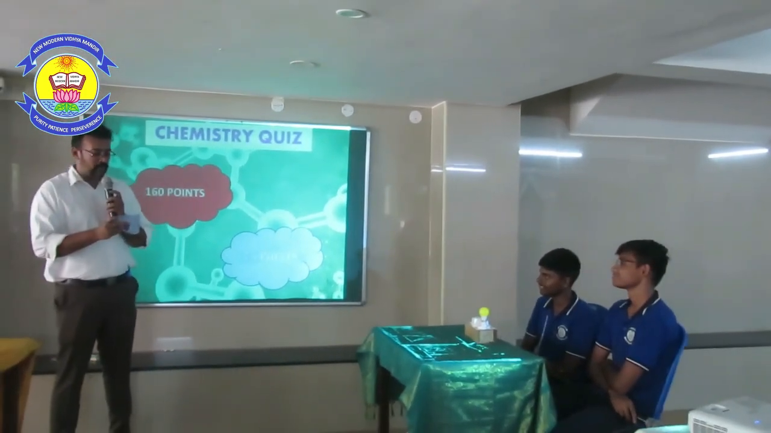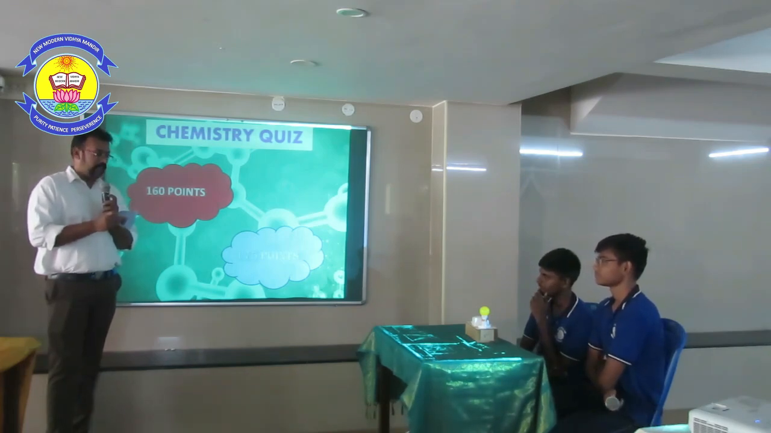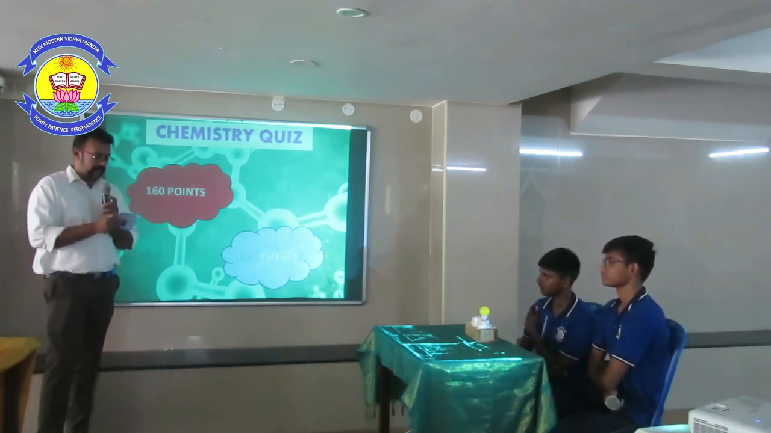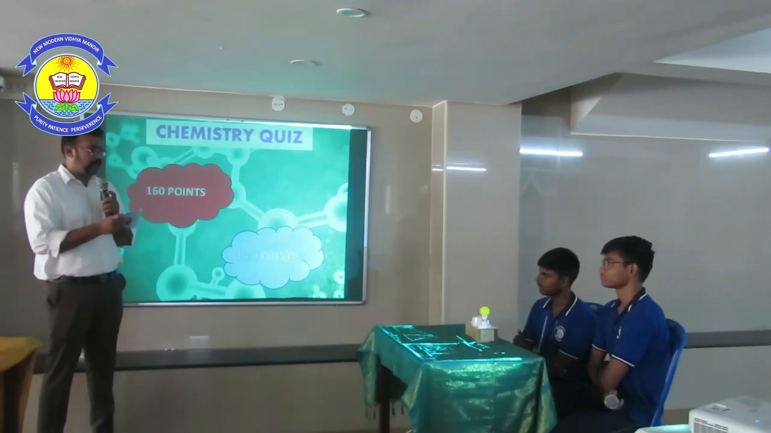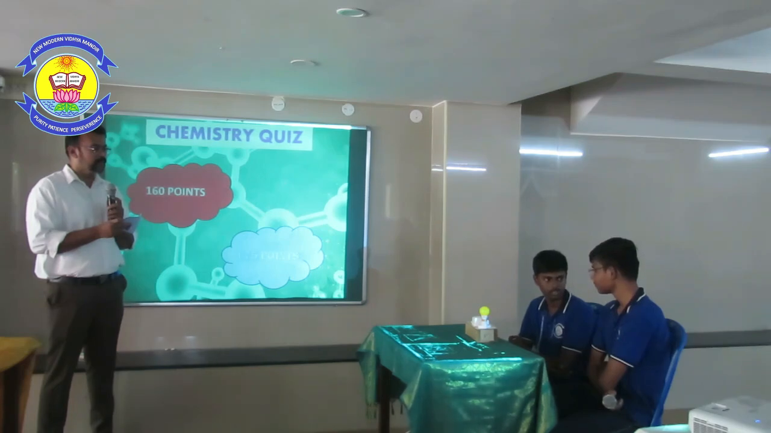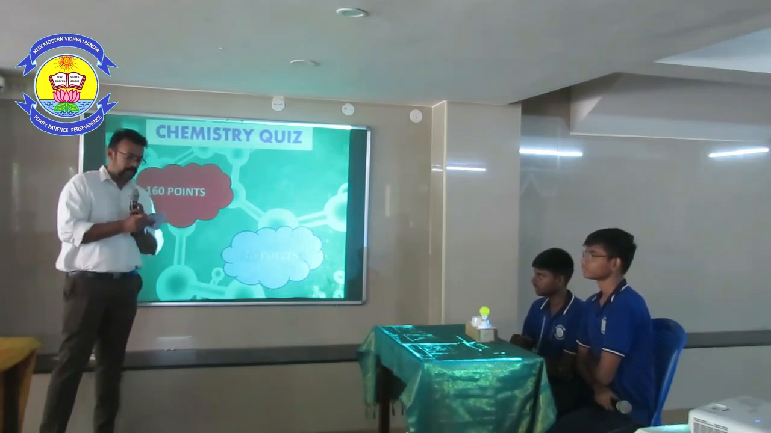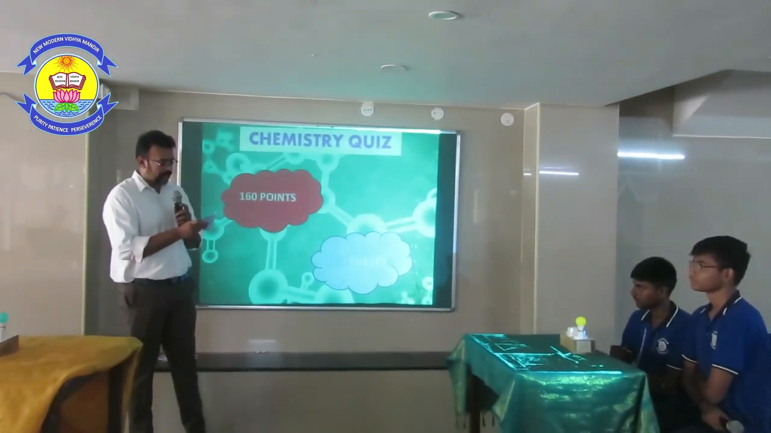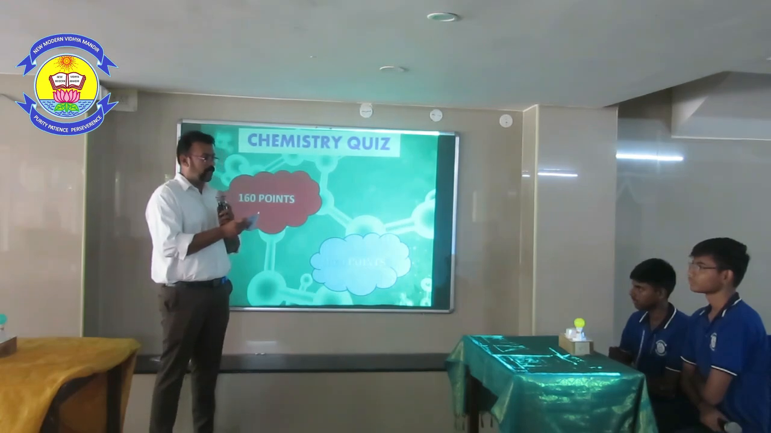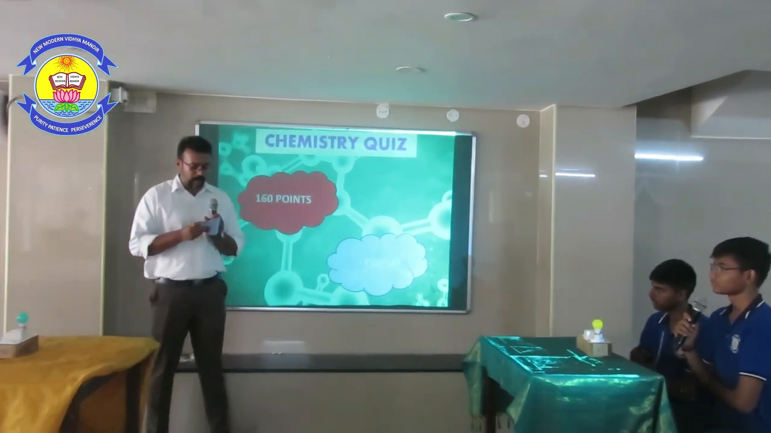The most effective electrolyte for the coagulation of arsenic sulfide is NaCl, Ba(NO3)2, K3[Fe(CN)6], Al2(SO4)3. Let me repeat the options. Al2(SO4)3. 5 points granted.